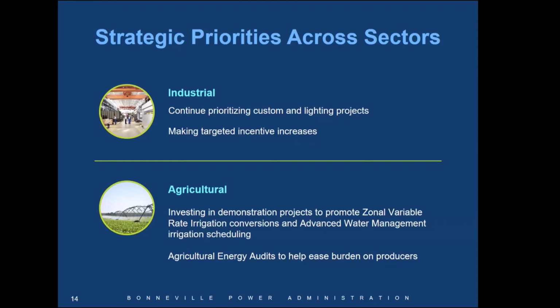Very little UES delivery within the industrial sector. We are looking at making some targeted incentive increases and simplifying our custom project incentives. Right now, I think we have about 18 different categories where you would get a different incentive level, and I think we're aiming to reduce that to around 7 in the next rate period.